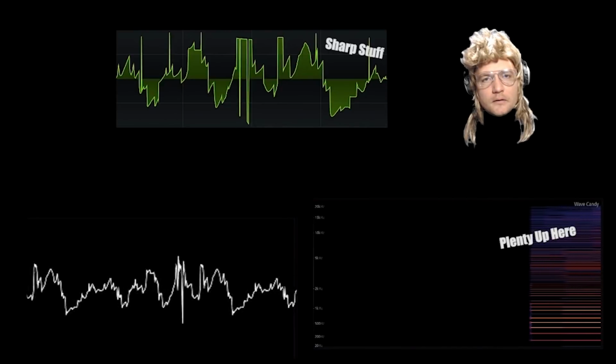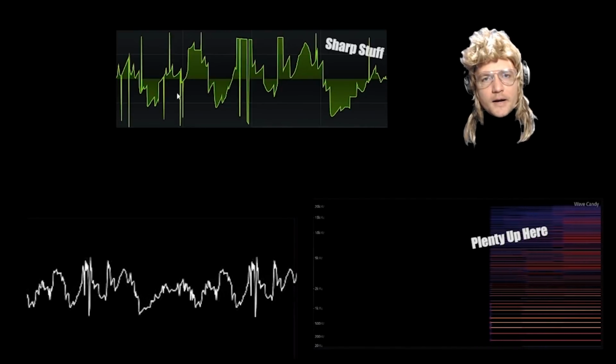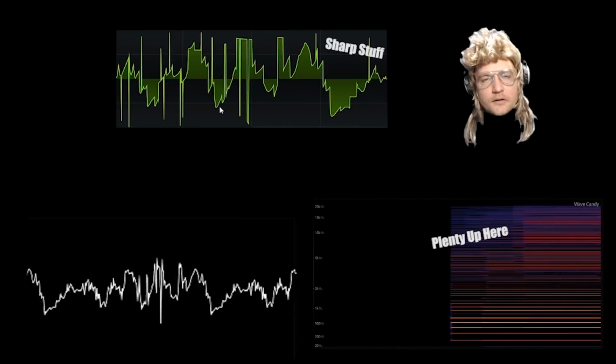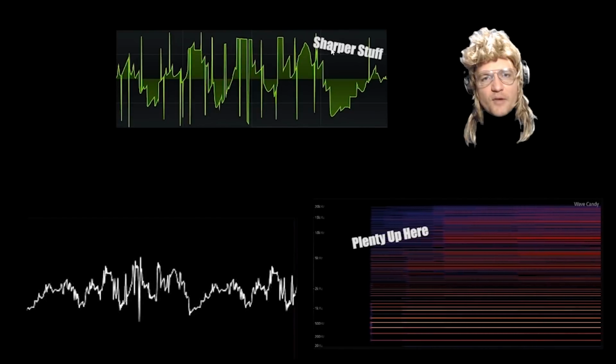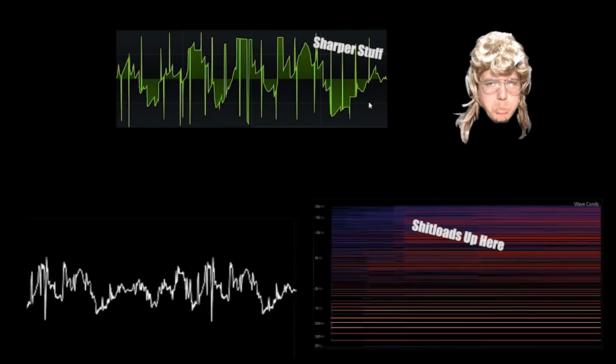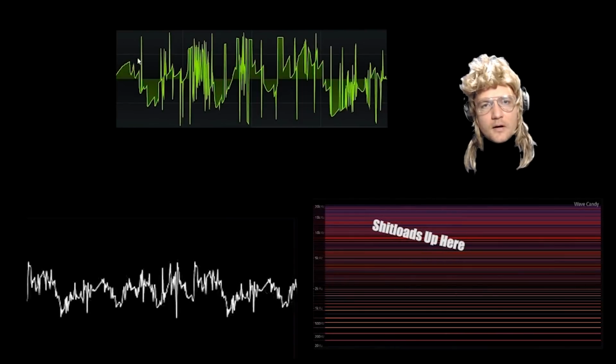What are we hearing now? Well, we're hearing a lot of high frequencies because of the rapid changes in the wave, the abrupt changes in the wave. We're hearing a lot of harmonics in the high.